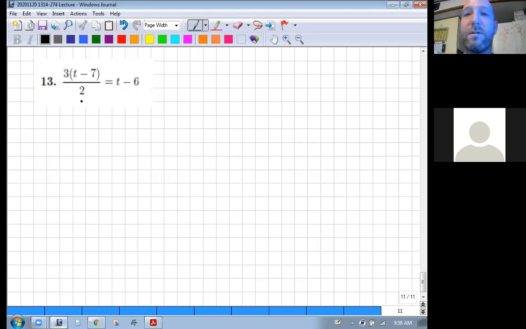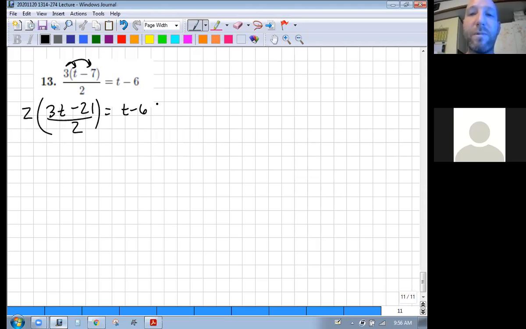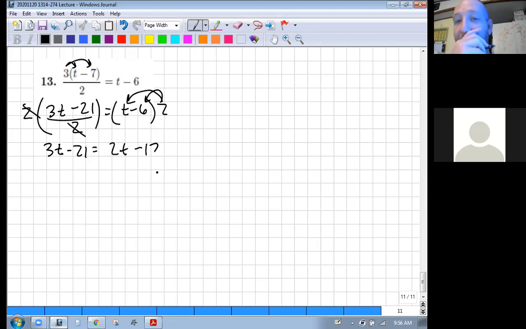All right, let's just do some distribution here. We got 3t minus 21 all over 2. So let's get rid of this 2 down here. I'm multiplying both sides by 2. So we got 3t minus 21. 2 times t is 2t. 2 times negative 6 is negative 12.